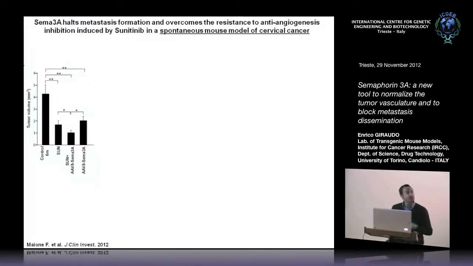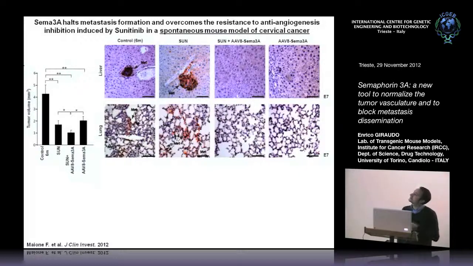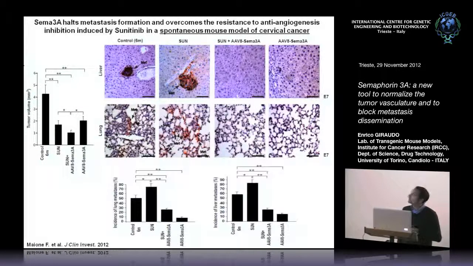This effect was observed also in another mouse model, the spontaneous mouse model of cervical cancer, a very different tumor type, and we observed similar effects. Here are the metastases in the liver and the lung. You can see, as observed with RIP-Tag mice, sunitinib was able to increase the liver metastasis and lung metastasis, even though it was able to reduce the primary tumor volume. But after 4 weeks of treatment, we observe an increased metastasis formation after the treatment with sunitinib. And Sema3A alone, or combined with this drug, was able to dramatically reduce the incidence and the number and volume of these metastases.